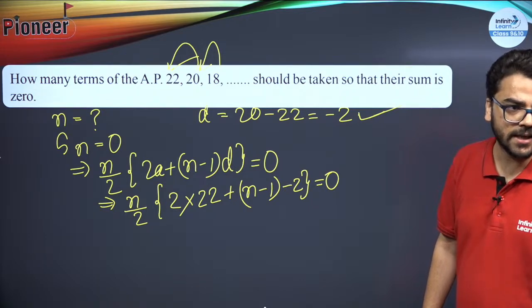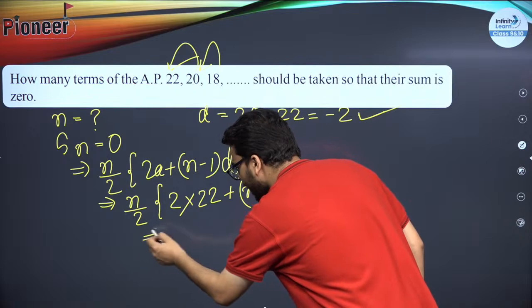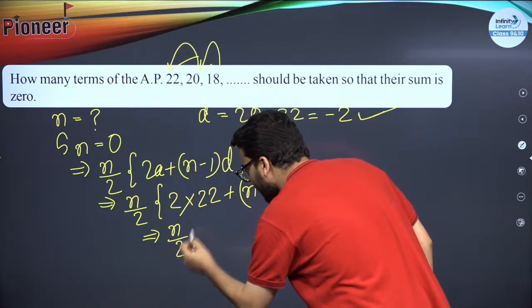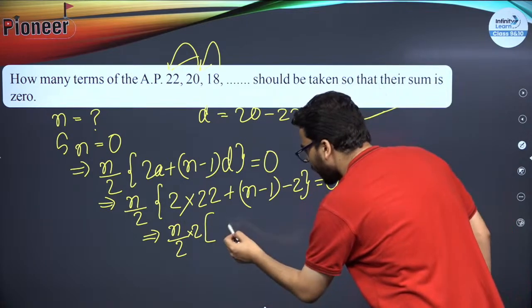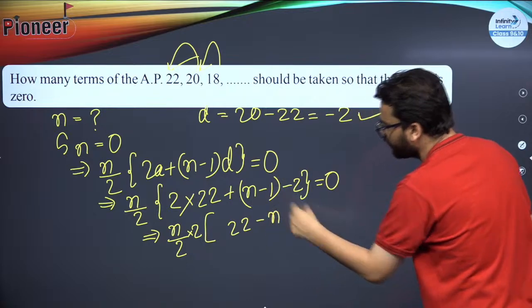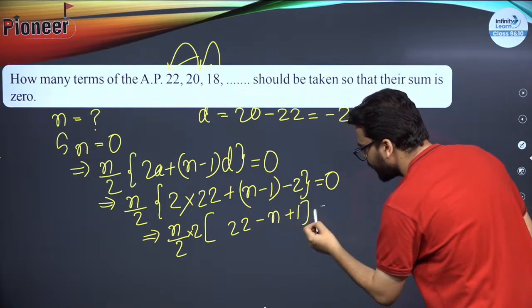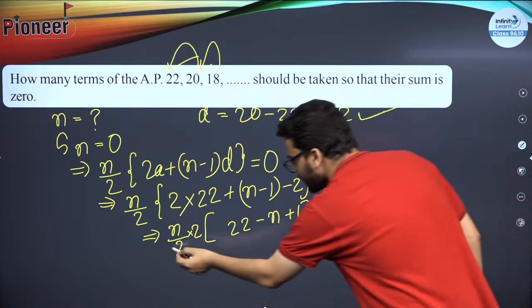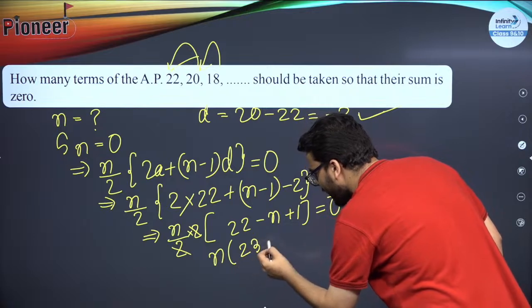Okay, let's see that, Rohit. You can open up this bracket over here. Can I take 2 as common in the numerator? So you can take 2 as common over here. So you will get 22 minus n plus 1 over here, right? Plus 1. So basically that is equal to 0 over here. So you see this will be cancelled out. So n into 23 minus n.